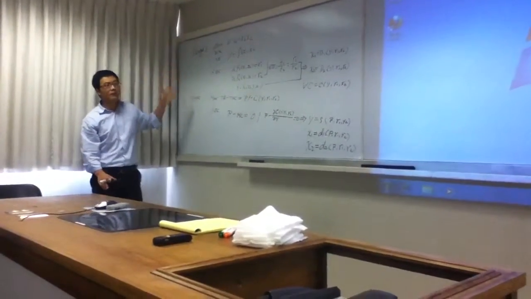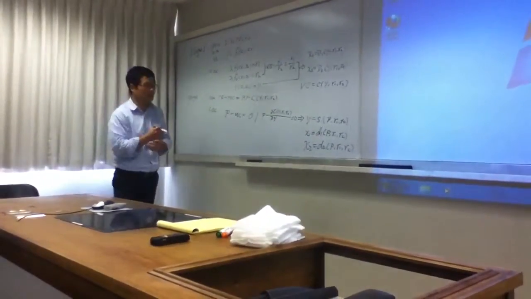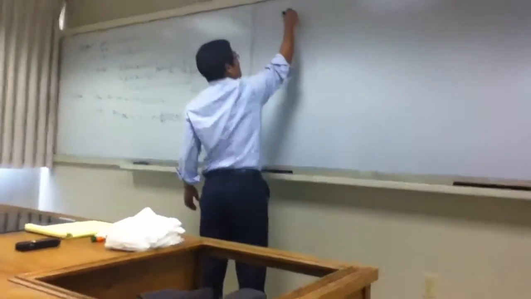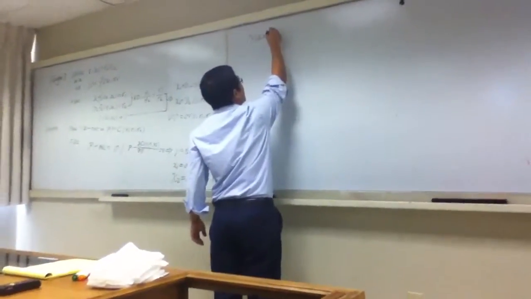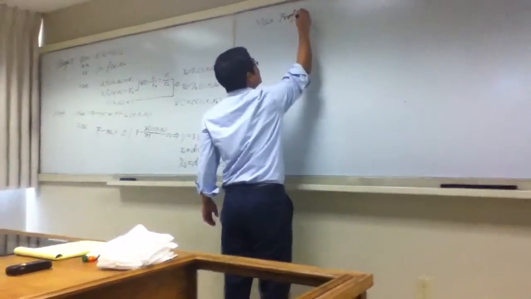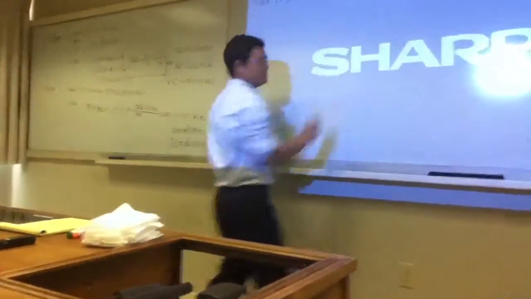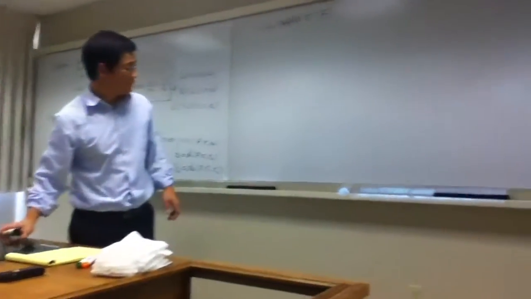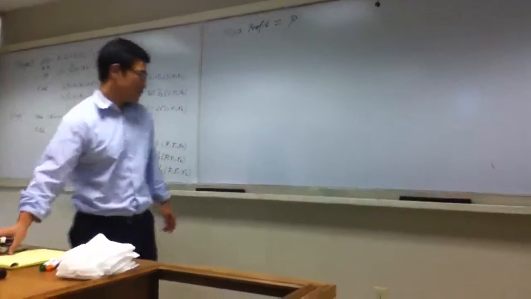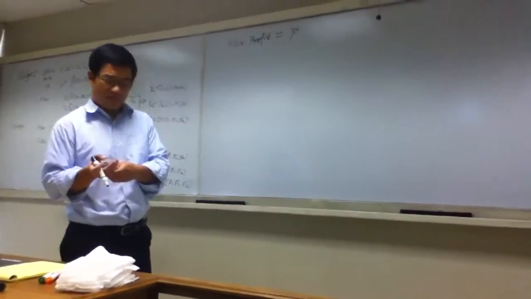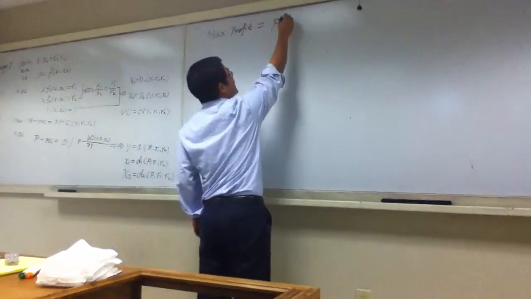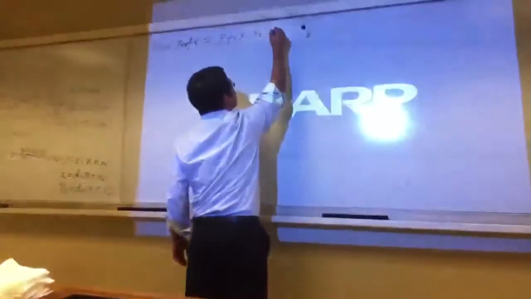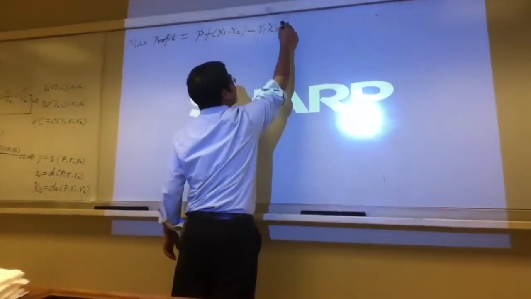Okay, this is one approach we have taken, but there's an alternative. The alternative is here. I will just start by directly maximizing my profit. I write my profit as P times f, since y is f of x1, x2, minus r1 x1, minus r2 x2.